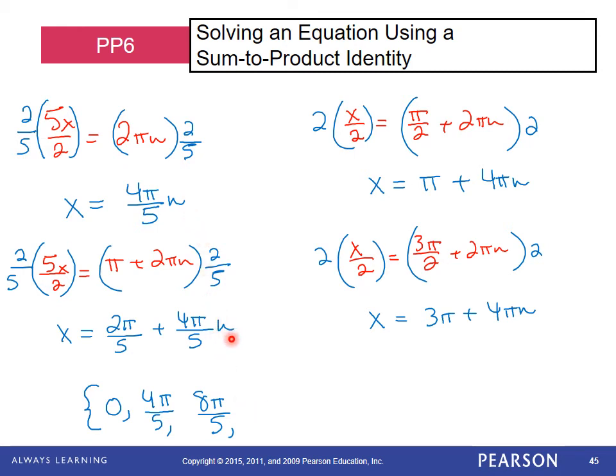If n is equal to 0 here, I got myself an answer of 2 pi over 5, because we're adding it this time, right? All right, if n is equal to 1, what do I got? I got myself 6 pi over 5. Okay, I'll go with that. If n is equal to 2 here.